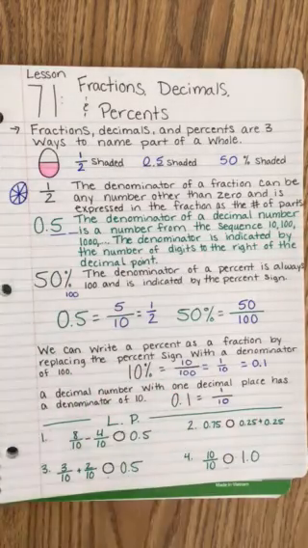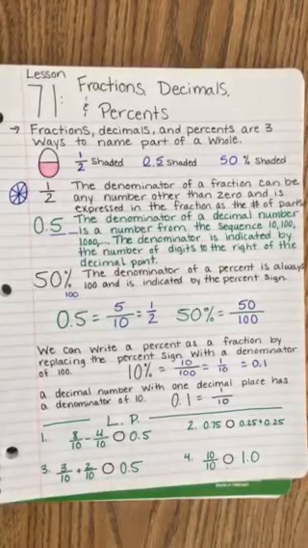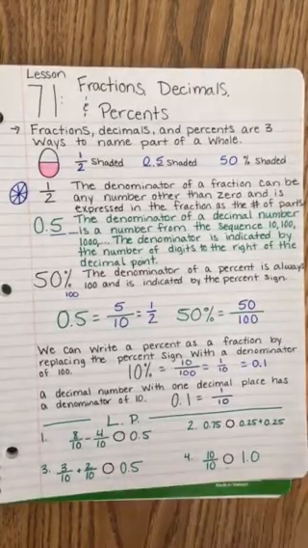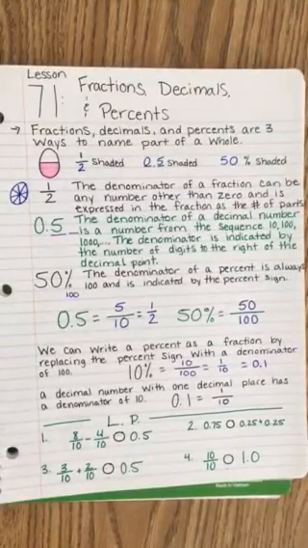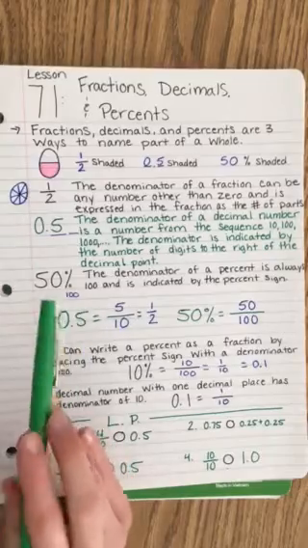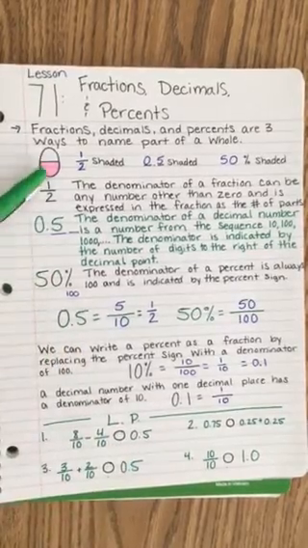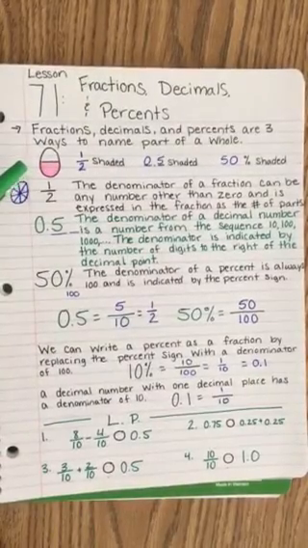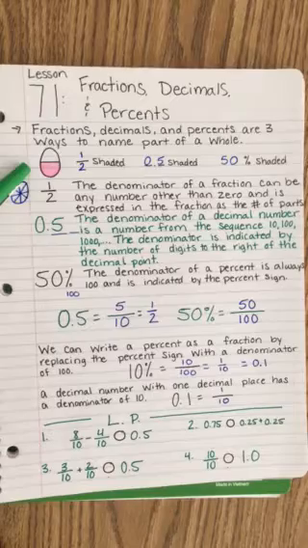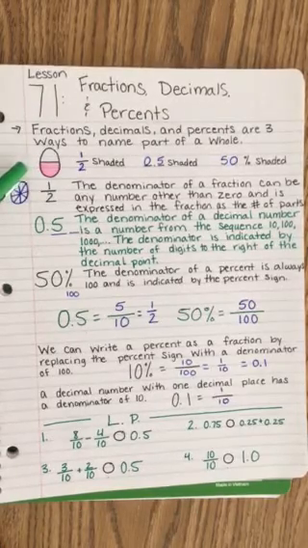I know it's a lot to write, but all this stuff is important. Fractions, decimals, and percents are 3 ways to name parts of a whole. So here we see half of this circle type object. It was not my best circle, but I tried. Half of this circle is shaded. 0.5 or 5/10 of this circle is shaded. And 50% is shaded.